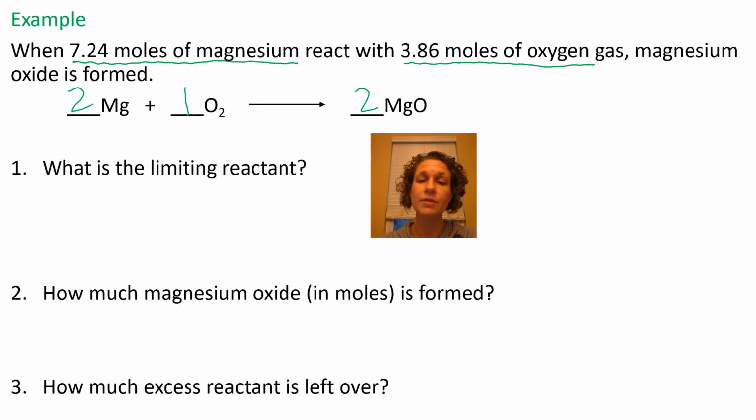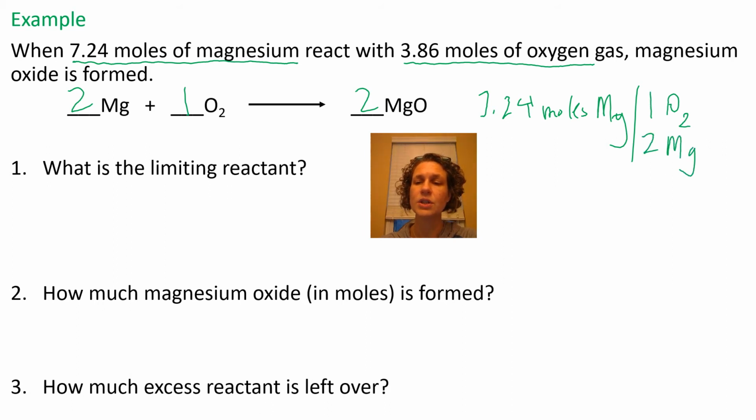So I'm going to start with the first thing I have, which is the 7.24 moles Mg, and I'm going to convert it into oxygen. I'm just going to put oxygen here so I don't run out of space. But I have 1 oxygen and 2 magnesiums. So when I do that, it's 7.24 times 1 divided by 2. I did my little cheat sheet over here, and you should get 3.62, and this is O2. So that's how much oxygen I would need for that much magnesium.